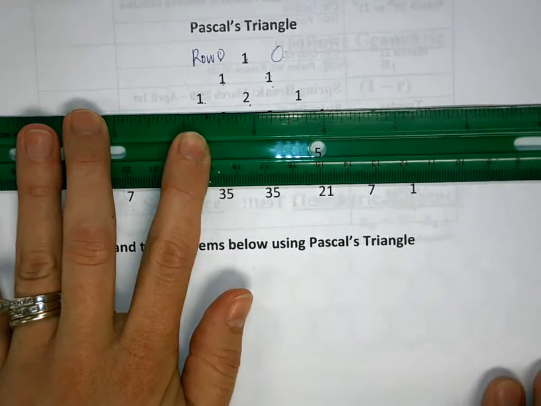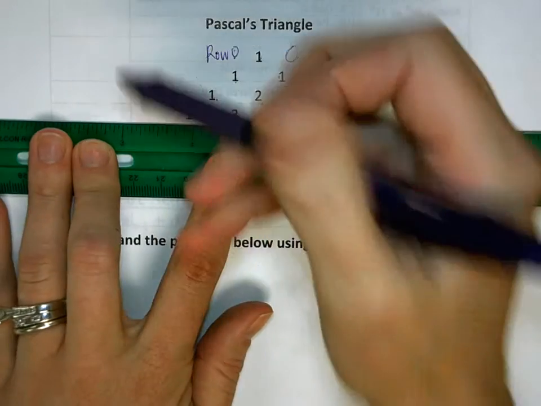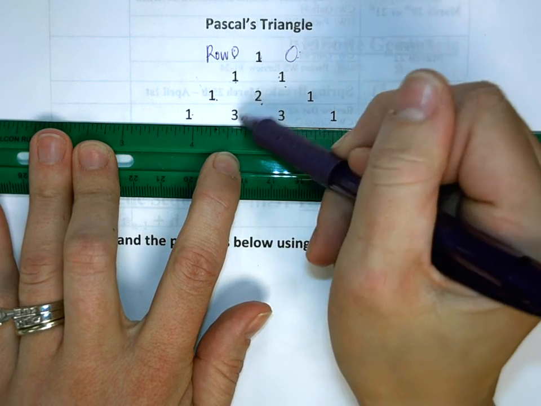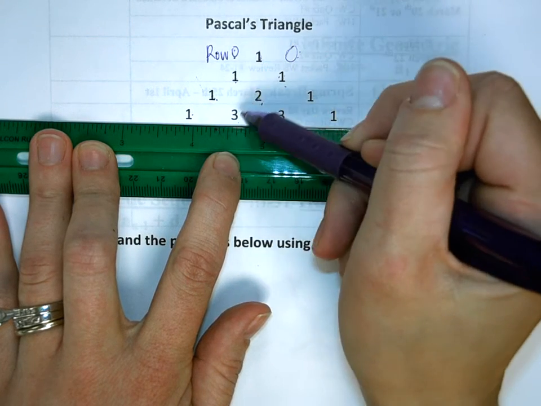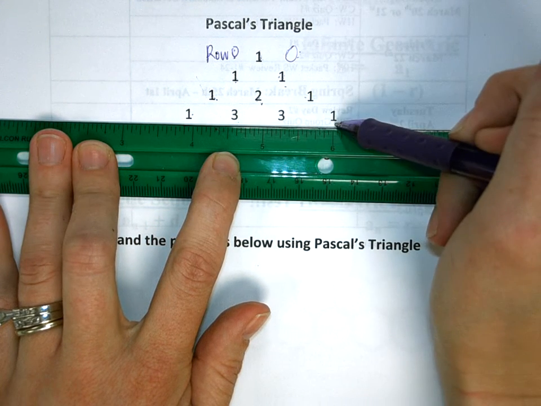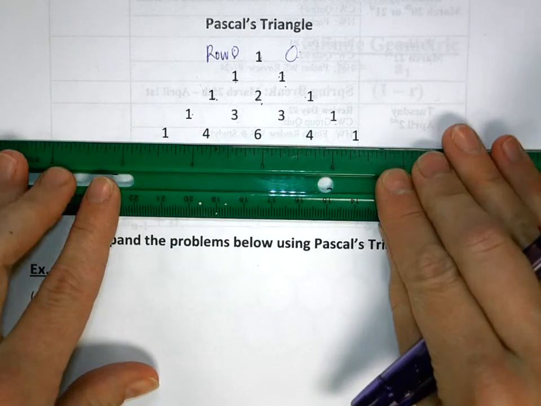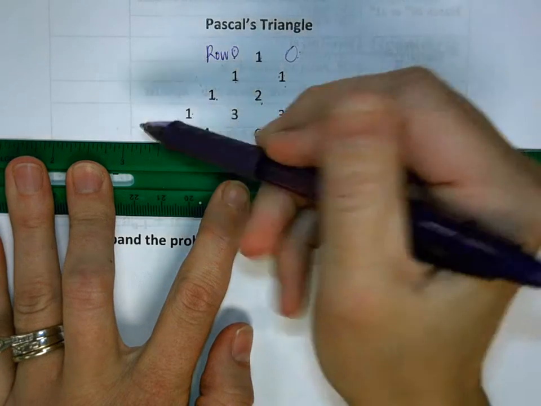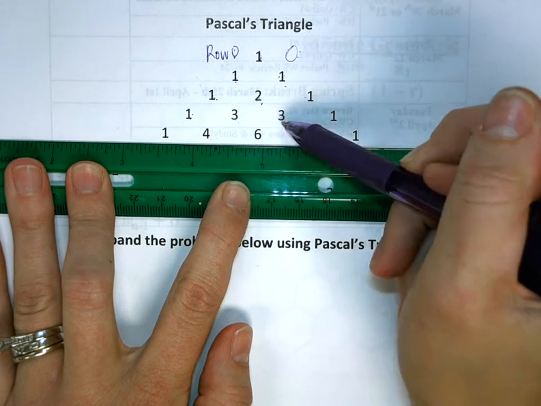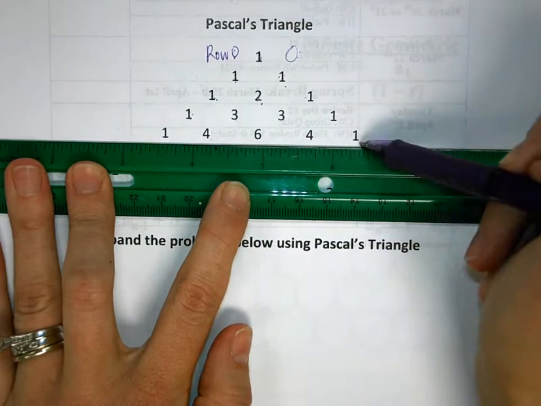Okay, stay with me. When I go to this next row, again, 1 is on the outside. And then you go here, because these 2 add down to this one. So 1 plus 2 is 3. 2 plus 1 is 3. And this is also 1. On the next row, we always start with 1, right? 1 here, 1 plus 3 makes 4. 3 plus 3 is 6. 3 plus 1 is 4, and then you have a 1 on the outside.